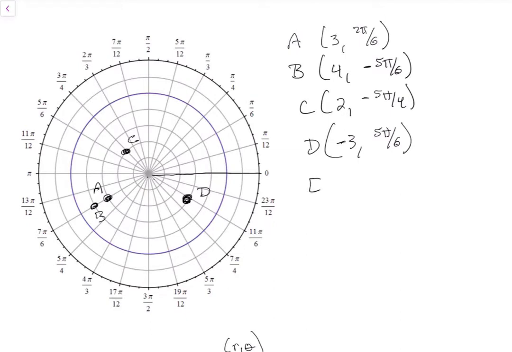So let's do one last point. Let's say point E, and let's look at (-3, π/6).